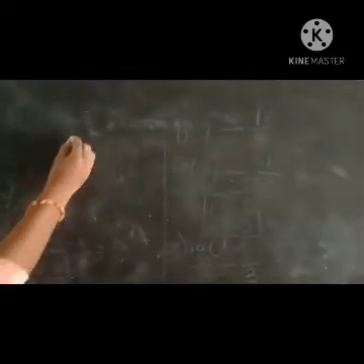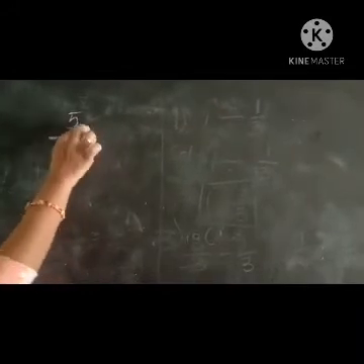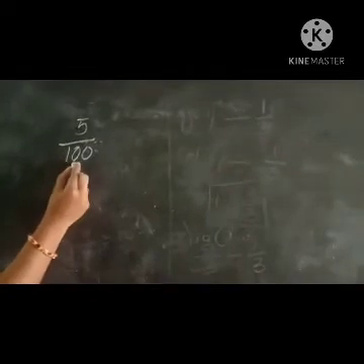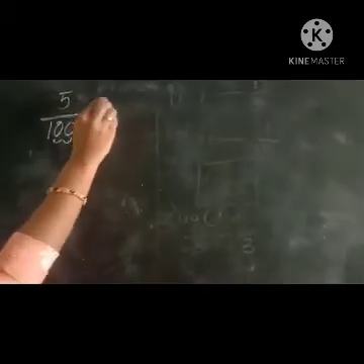See now, for example, here we are taking the number 5 by 100. See ma here, how many zeros are there in the denominator? How many zeros? 2 zeros are there. Now see ma, ikkada point tarvata ఎన్ని zeros రావాలి? ఇప్పుడు 2 numbers రావాలి. So keep the point first.